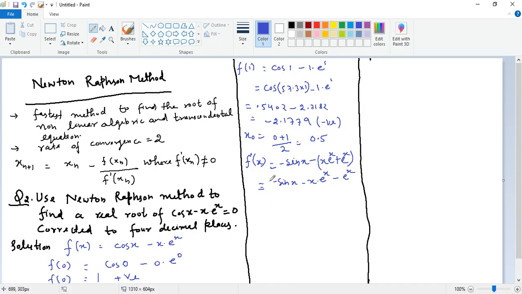It will be okay. Now we will put these values in this formula. Now we will find x naught. We have found x naught. Now we have to find the value of x1. If we put n is equal to 0, then we can find the value of x1. So now put n is equal to 0 in the formula. So x1 is equal to x naught minus f(x naught) upon f dash(x naught).